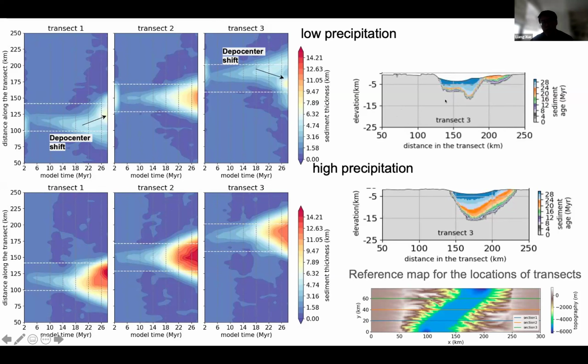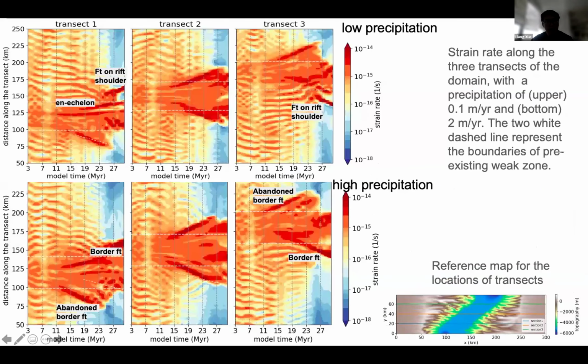On the right, there are two profiles along those transects. You can see that even more clearly. For the low precipitation case, you can see the migration of the depocenter from the right side to the center, and that is also impacted by the fracture over here. And if you look at the high precipitation case, you can see a much deeper and more symmetric concentration of the sedimentation. So this also would impact the strain localization, which is shown in the next slides.